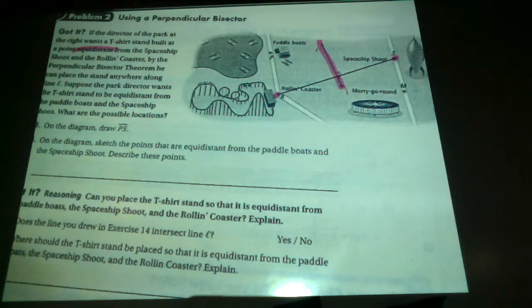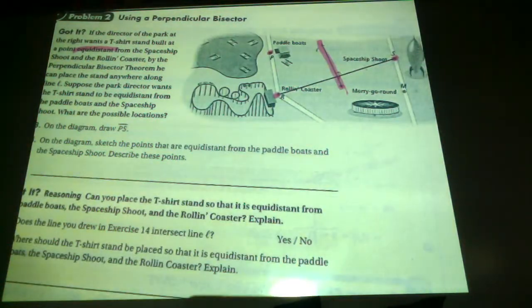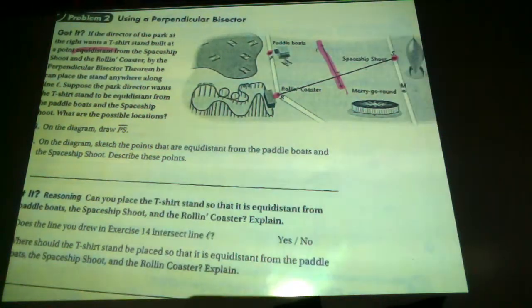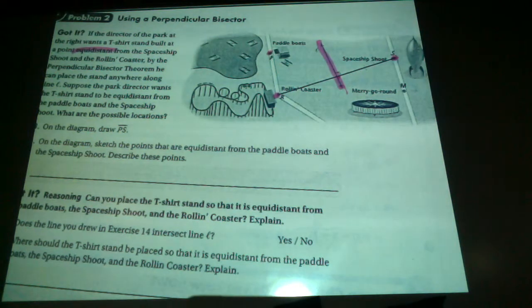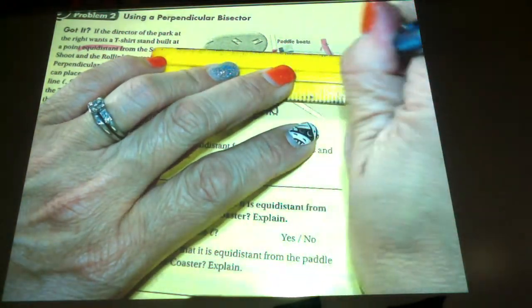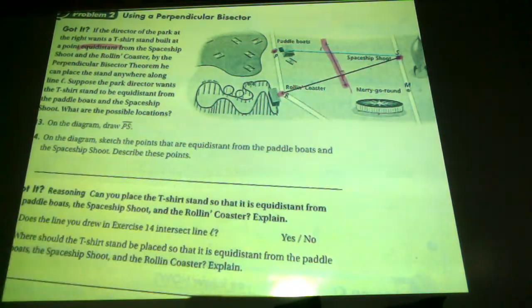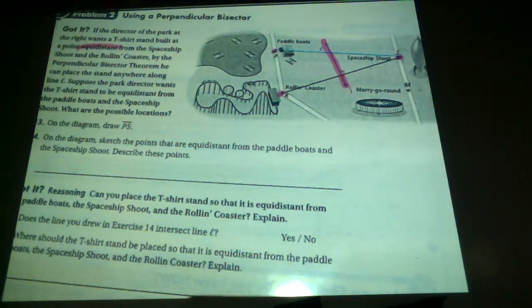Suppose the park director wants the t-shirt stand to be equidistant from the paddle boats. Well, here's the paddle boats, and the spaceship chute. So wouldn't that create a new segment from here to here? Oops. Whoops, I say that a lot. So we drew on the diagram the distance from P to S.